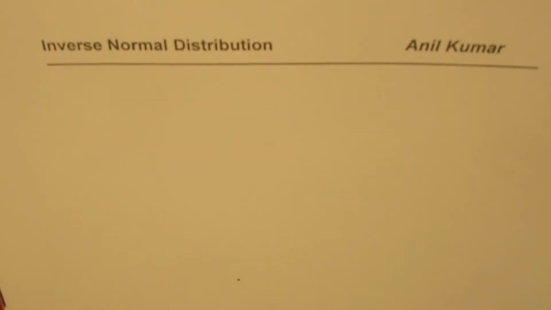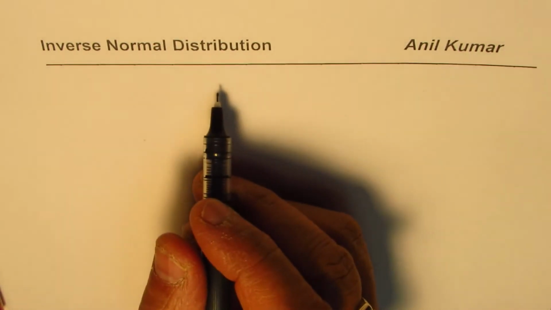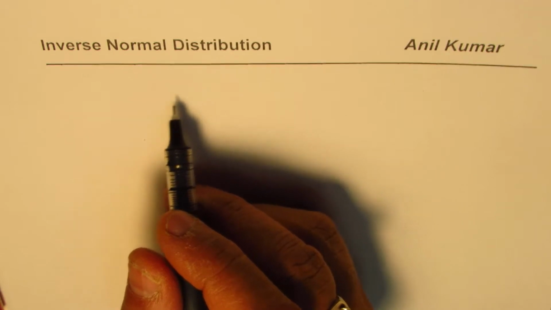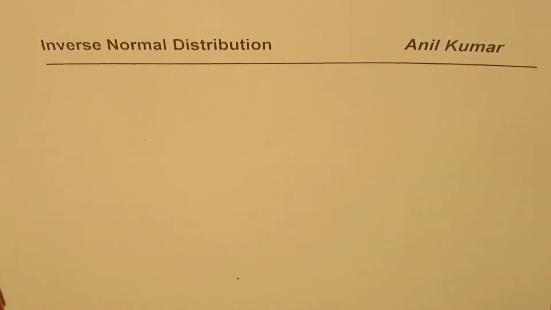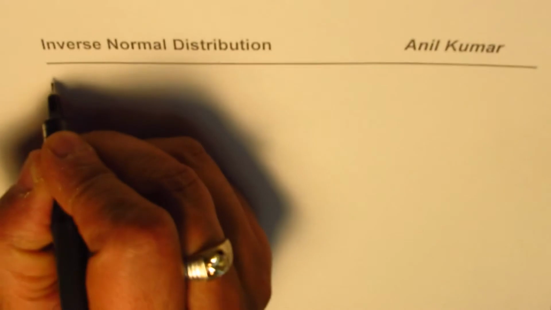I'm Anil Kumar, and in this video we'll practice how to find inverse normal distribution. It is a very important aspect, and many times when we are using normal distribution, we are given the probability and we need to find the value of the random variable. So that's the kind of reverse calculation which we need to do, right? So in general, the question will be find the value. So let me write down the question.